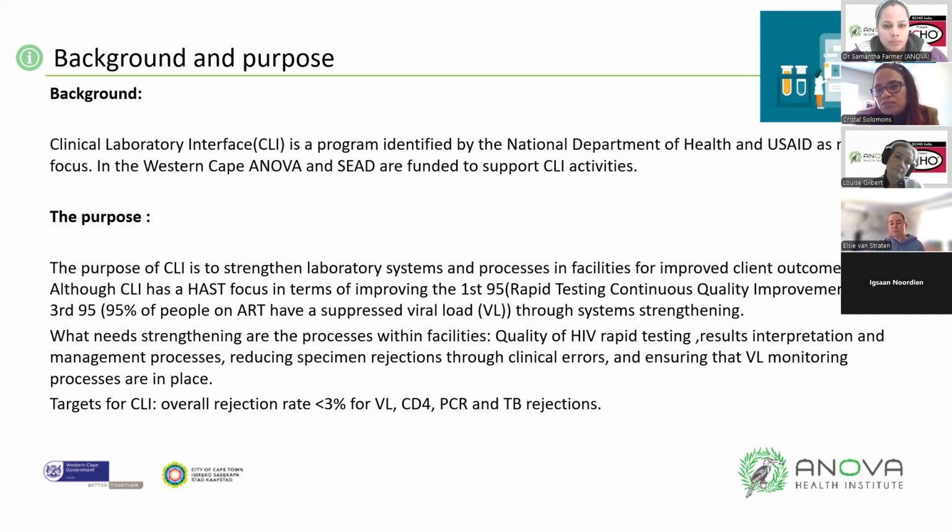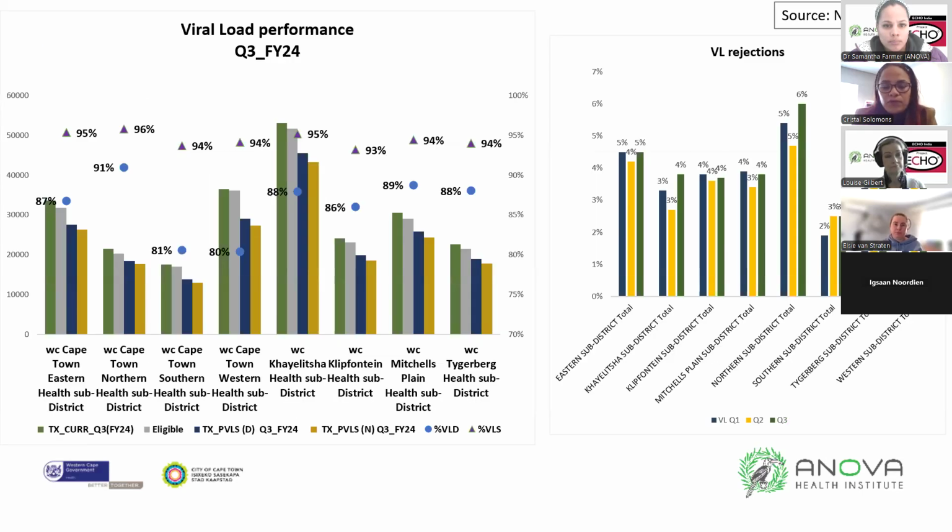And maybe just for the purpose of the presentation, our targets for CLI: we need to ensure that all rejection rates, not only viral loads, need to be below 3%. So this is specifically viral load, CD4, PCR, and TB rejection. So that is basically what we are aiming for. And obviously our interventions will be directed to where the high rejections are.